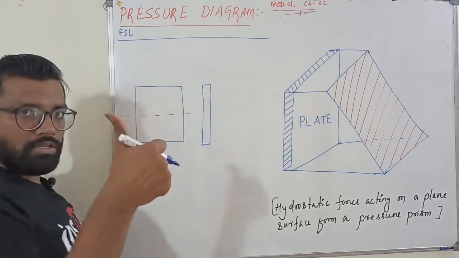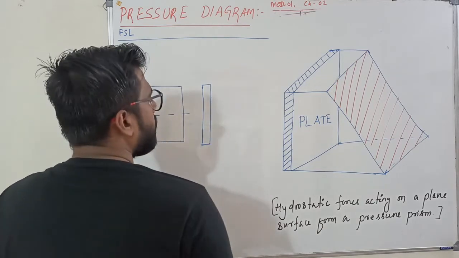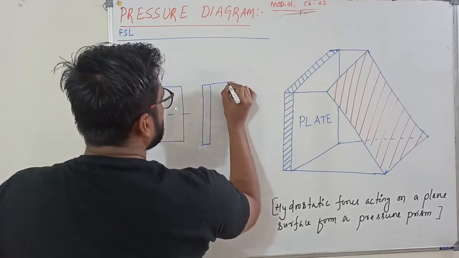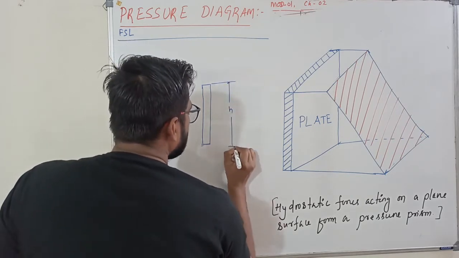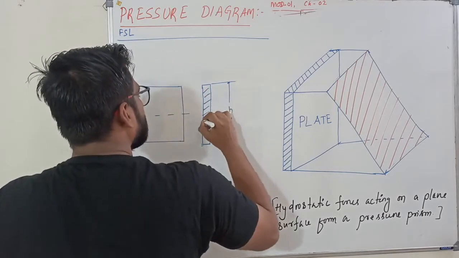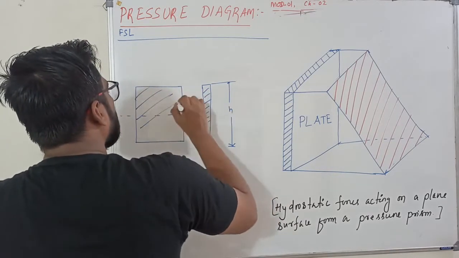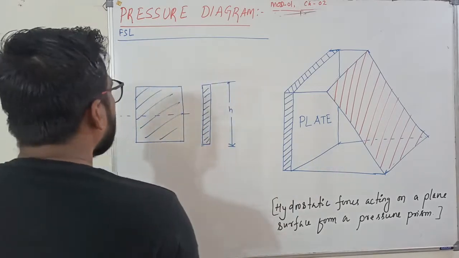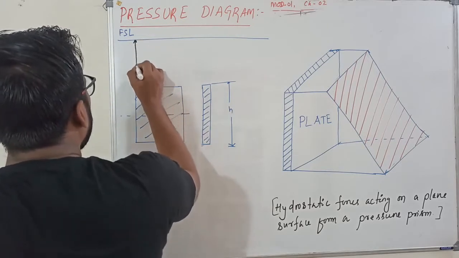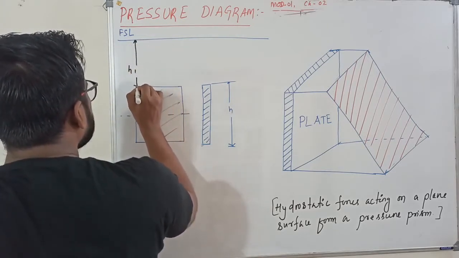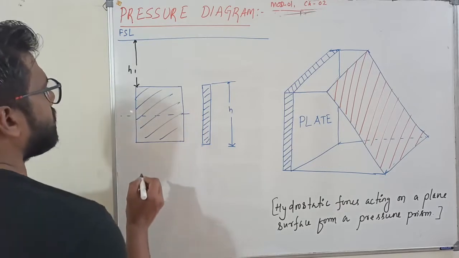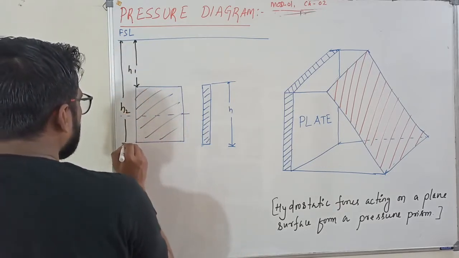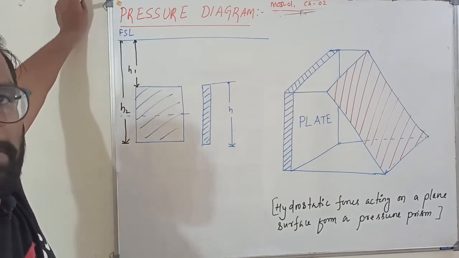Got it? Let this be a height of h. What is the height of this? h. This is your plate, a symmetrical plate, and this plate is at a height of h1. The top surface is at a height of h1 from the free surface layer, and the bottom surface is at a height of h2 from the free surface of the liquid.